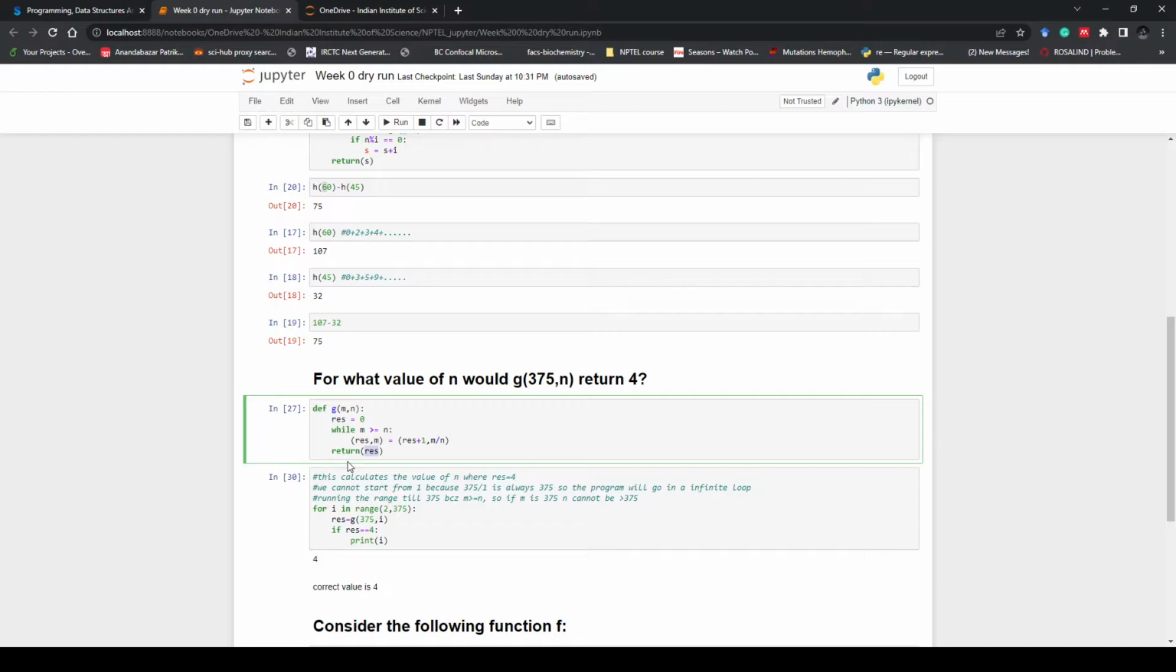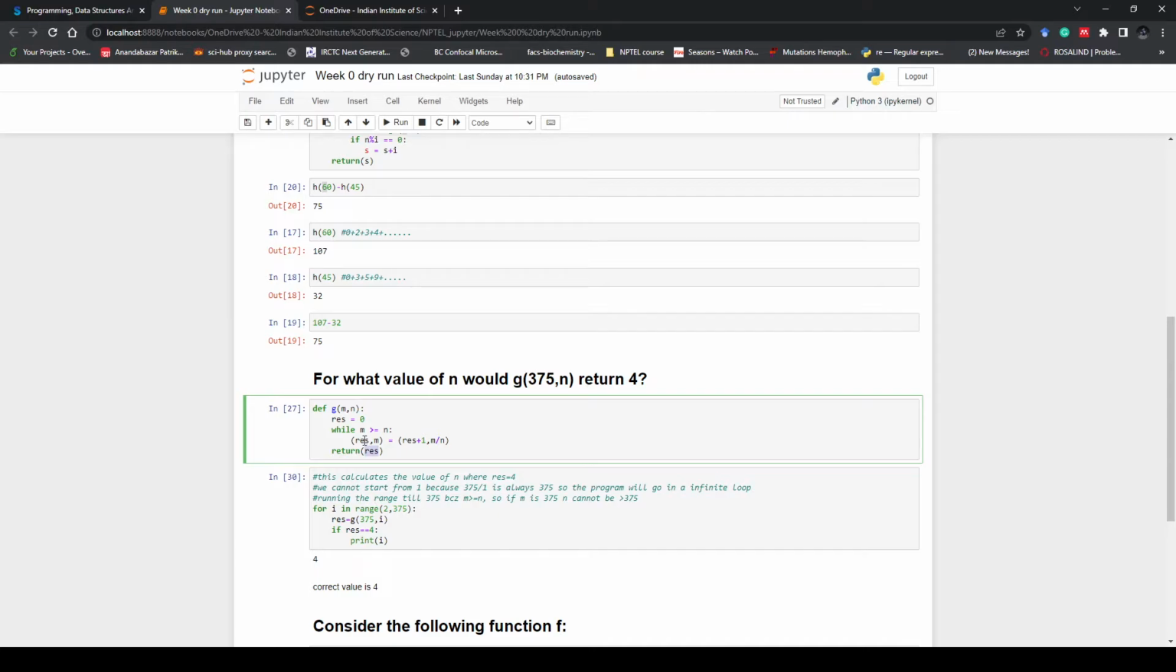Now I have written a few lines of code to find out at which value of n it will go. So I have written that for i in range of 2 to 375. Now why am I giving 2 to 375? Because if I give 1, what will happen?